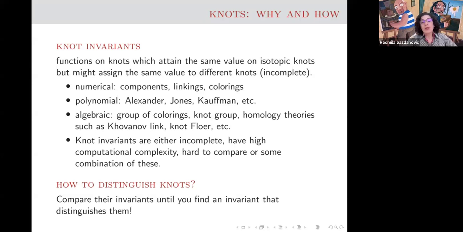But knot invariants are used to distinguish knots, and the way that's done is basically you give me two knots, I try my favorite invariants. Usually, if knots are very complicated, I'll start with polynomial-time computable ones. If I get different values of, let's say, the Alexander polynomial, we're good, the knots are different. If not, I go on to the next invariant, and the next.